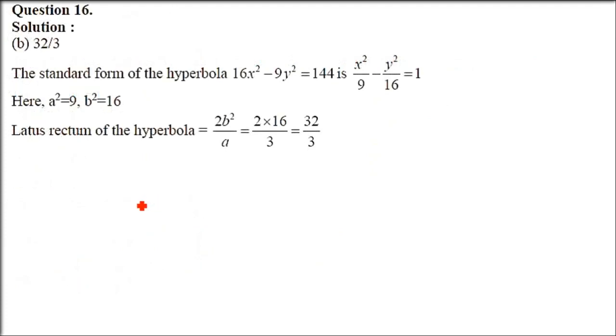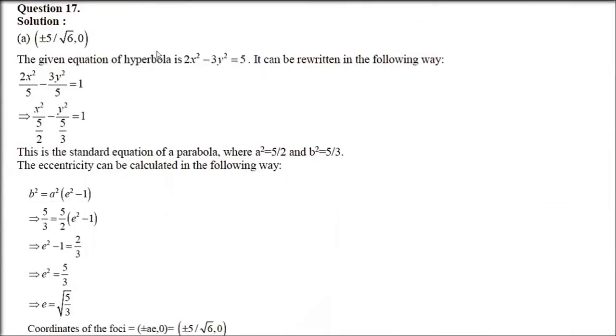Next is the 16th question. The latus rectum of the hyperbola 16x square minus 9y square equals 144. So just divide both sides by 144. Hence, you get this equation. a square is 9, b square is 16. Latus rectum is 2b square by a. So you have a square is 9, so a is 3. You have 2b square by a, 32 by 3.